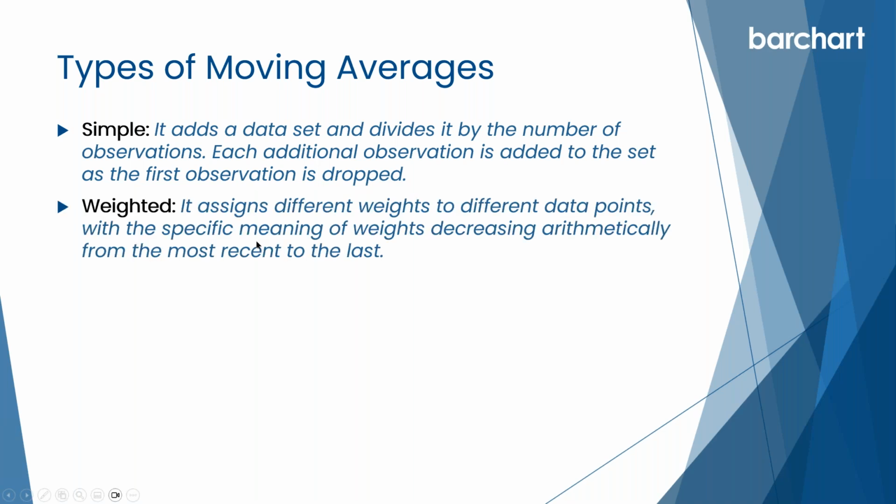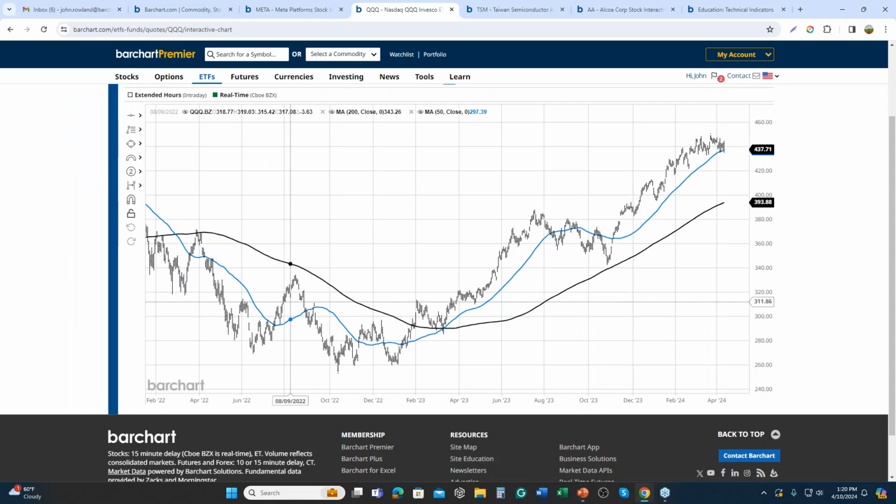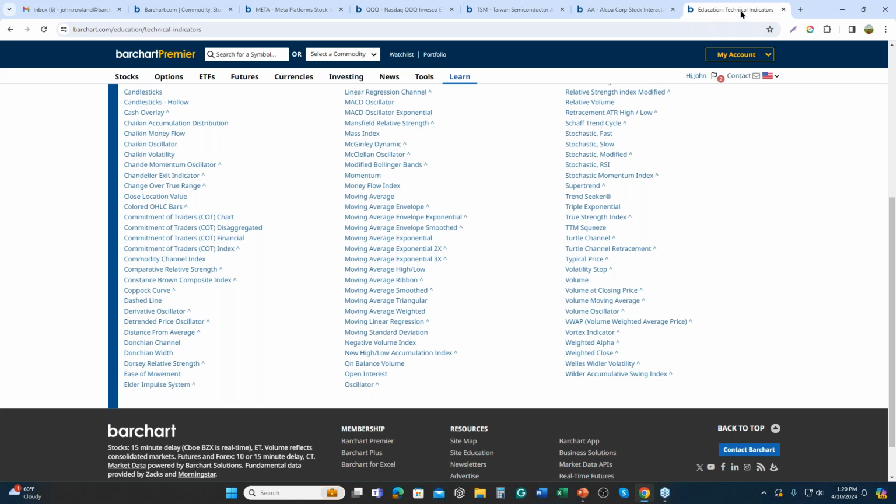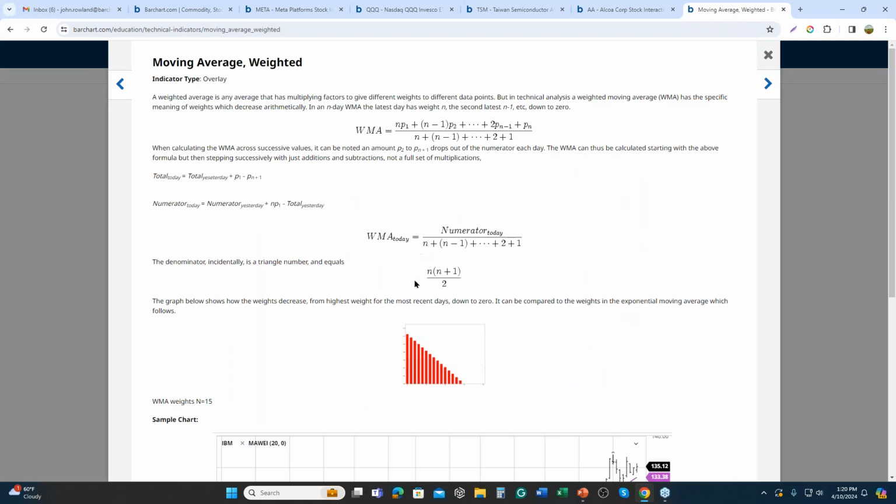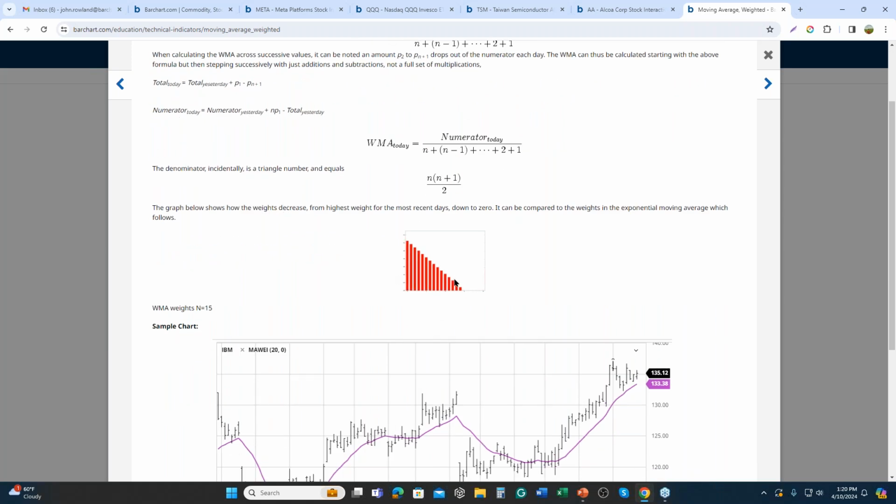A weighted moving average assigns different weights to different data points, with weights that decrease in a linear fashion from the most recent to the last. So again, if you go into our education technical indicators, here's weighted. And under there, you can see a little chart that shows you how that weighting occurs, that linear progression from the most recent to the last.